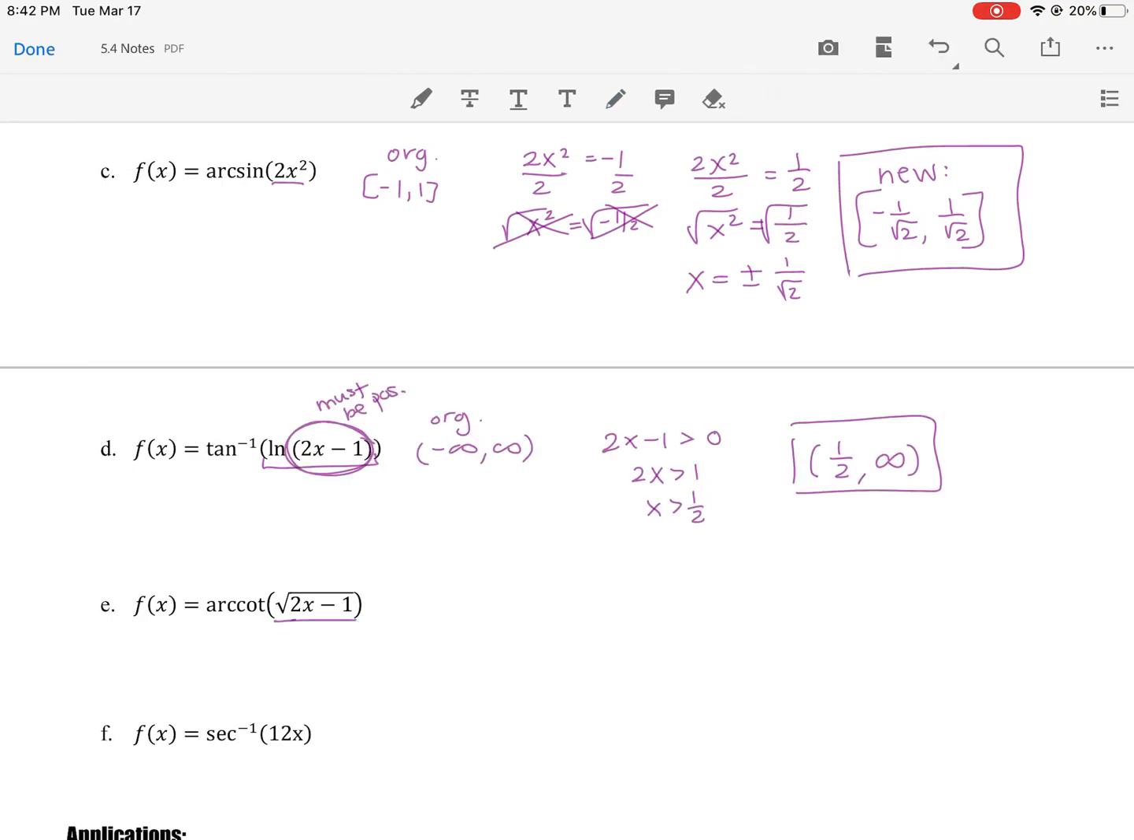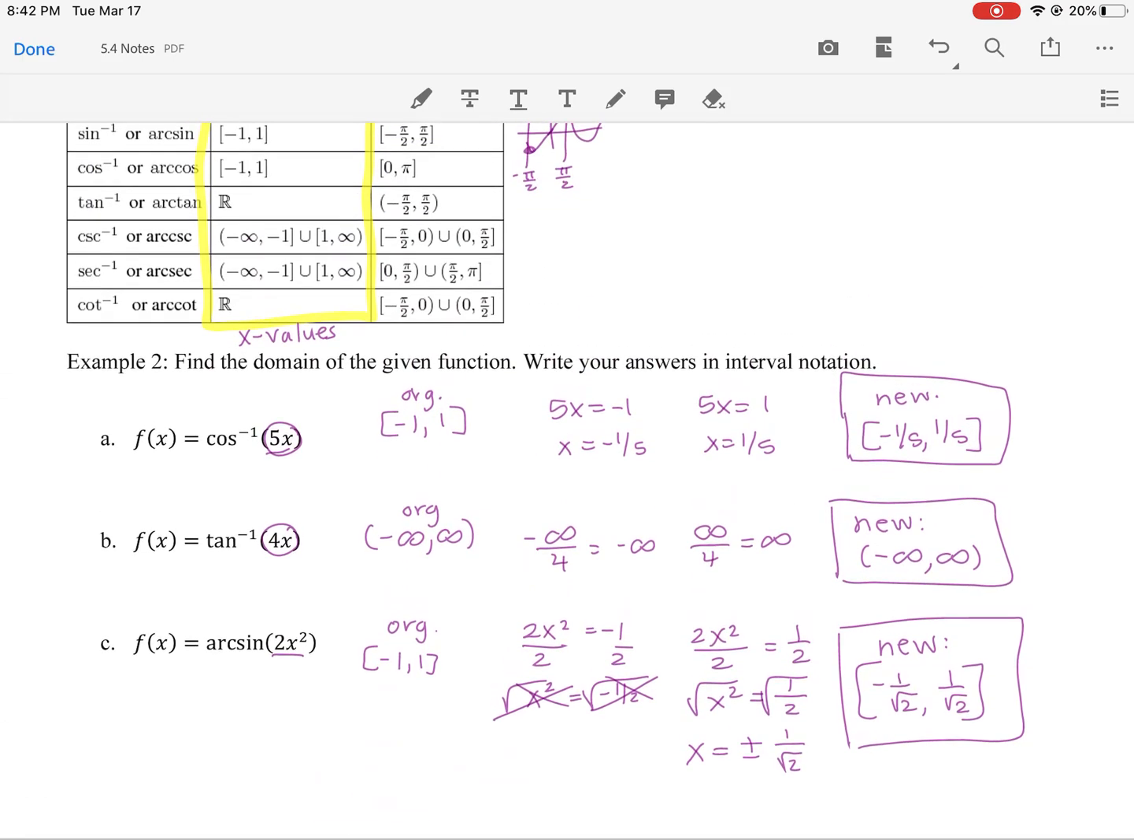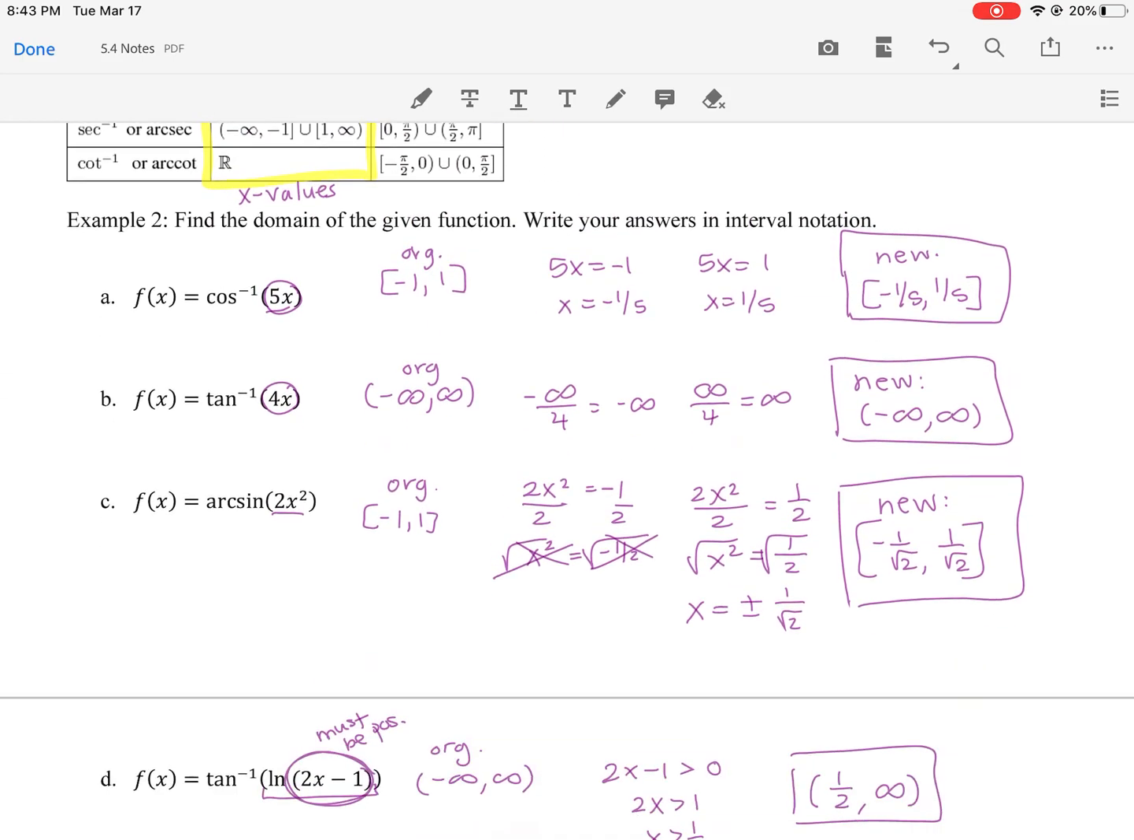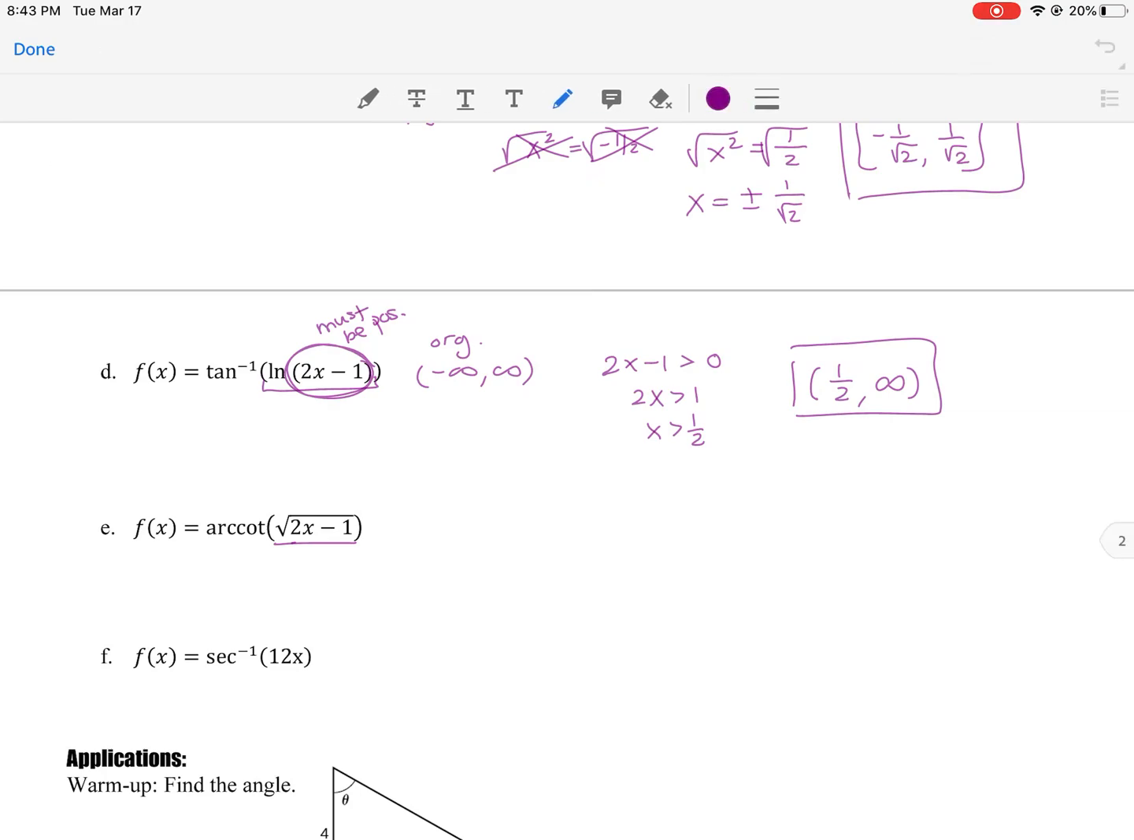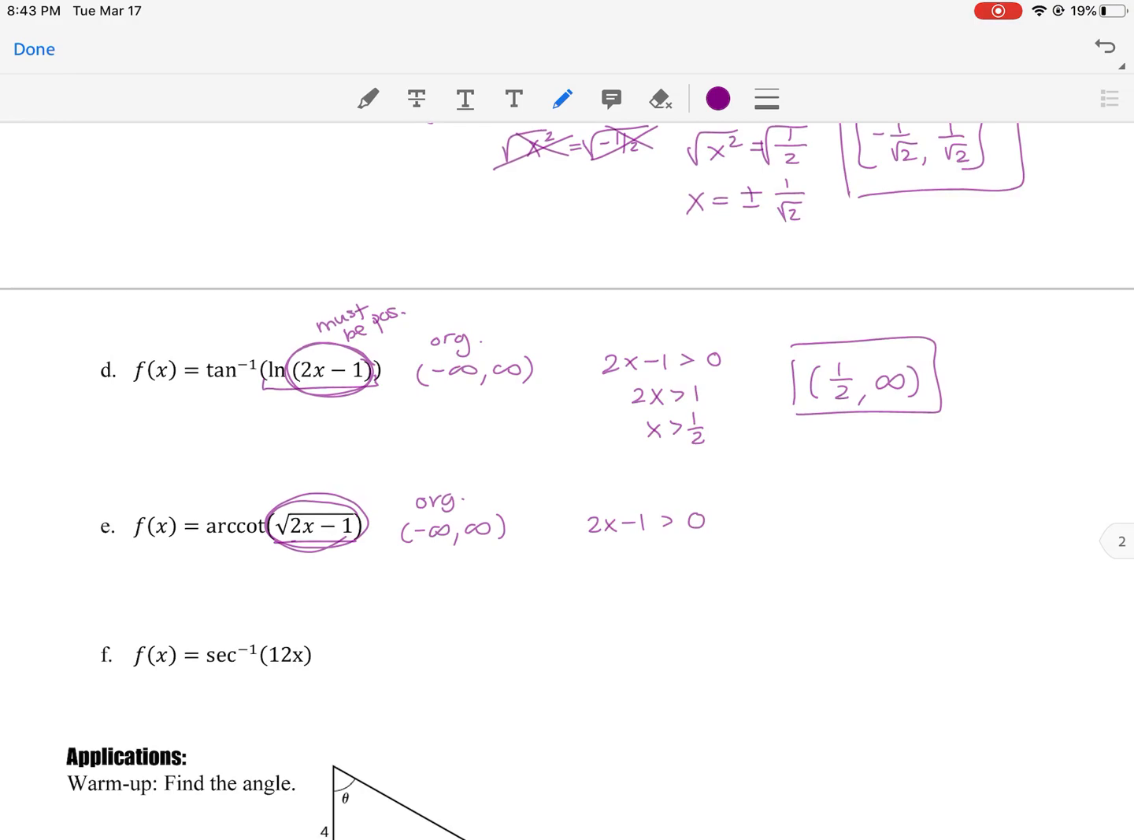Okay, same thing here. Arc cotangent, if you remember from up here, it tells you that the domain is all real numbers. So you'd think, oh, hey, it could just be all real numbers again, kind of like we did before. However, we run into problems here when we're taking the square root of something. Recall, when you take the square root, what kind of numbers do we not want underneath? Negative. So therefore, what's underneath there, the 2x minus 1, has to be positive. However, this time, can it be equal to 0? Can you take the square root of 0? The answer is yes, so it could be equal to.